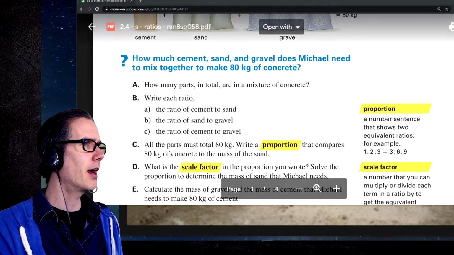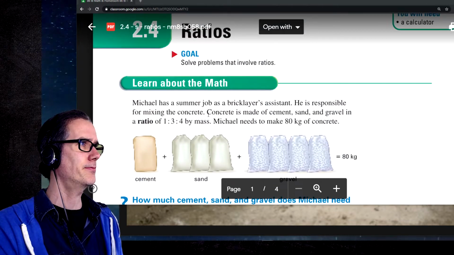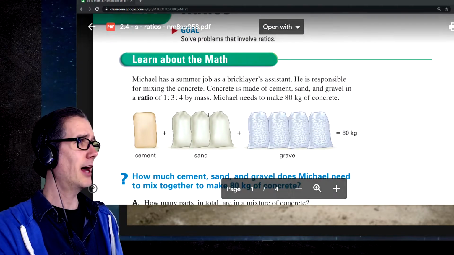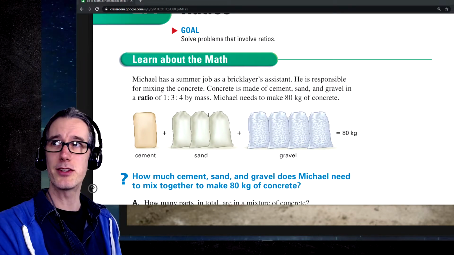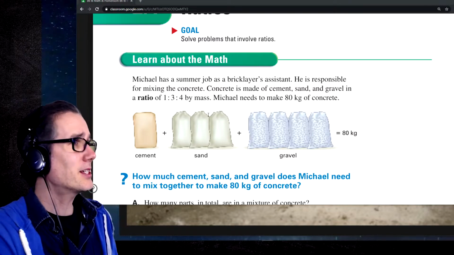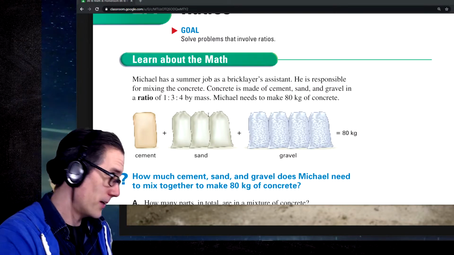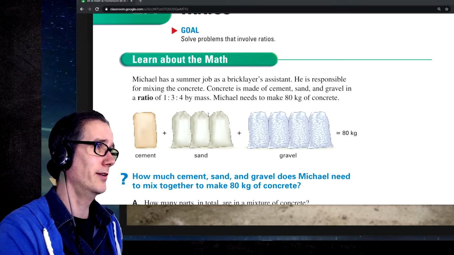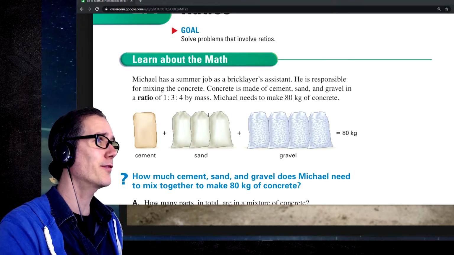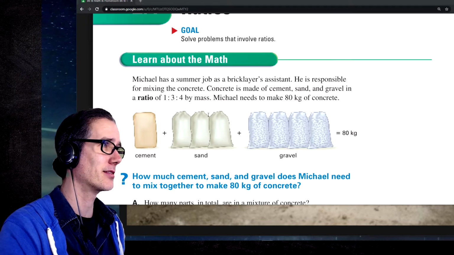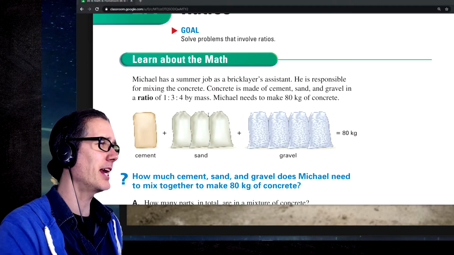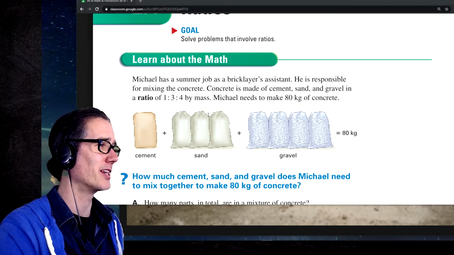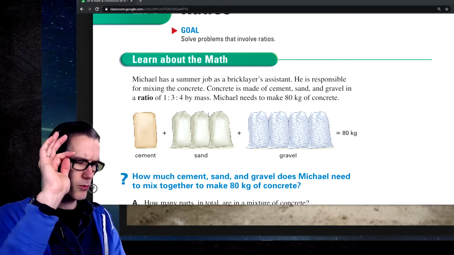So, our question is as follows. Michael has a summer job as a bricklayer's assistant. He's responsible for mixing the concrete. Concrete is made up of cement, sand, and gravel in a ratio of 1 to 3 to 4 by mass. Michael needs to make 80 kilograms of concrete. Okay, whoa.